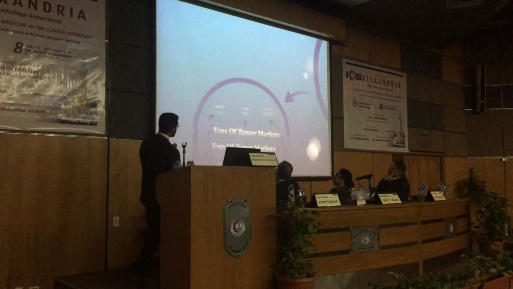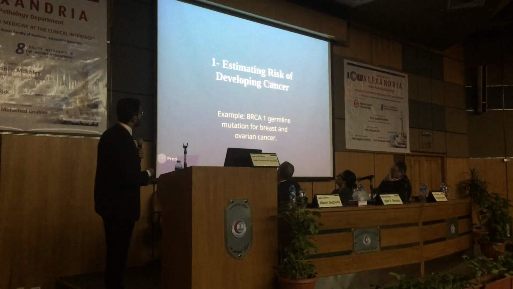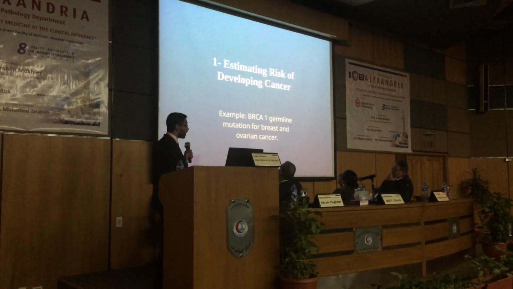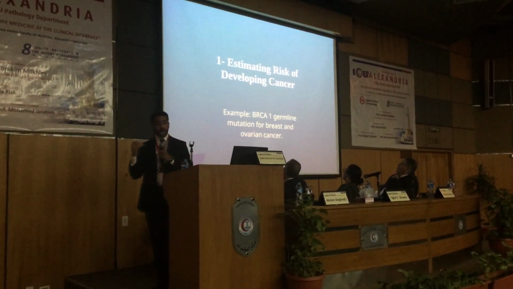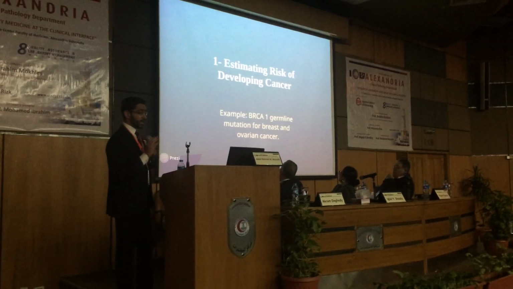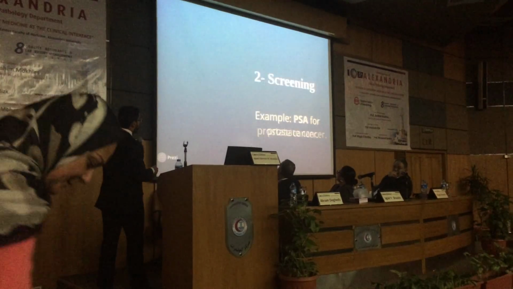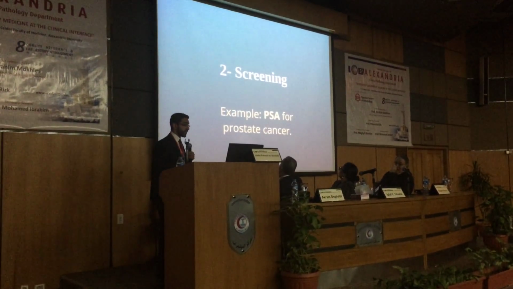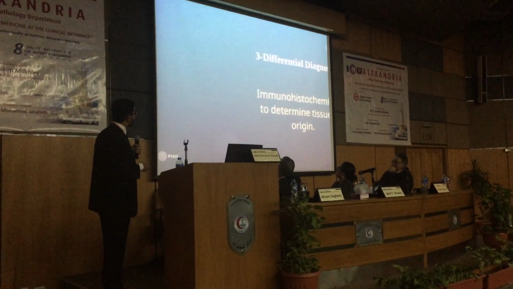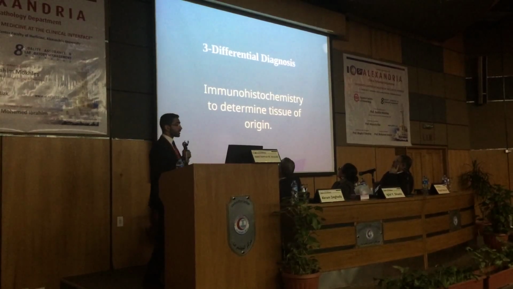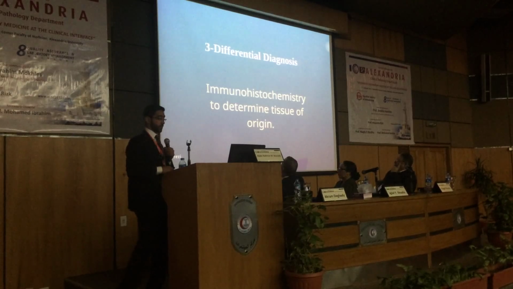Okay, so now we want to talk about the uses of tumor markers. Very briefly, we can say that tumor markers are used for estimating the risk of developing cancer, where if we detect some type of mutation in BRCA1, this is considered to be a high probability of the development of breast cancer, and to a lesser extent, ovarian cancer later in life. Then we've also got another use, which is screening. Prostate-specific antigen can be used for the screening for prostate cancer in males. Then we've also got differential diagnosis. If we want to know whether the cancer is primary or secondary through immunohistochemistry methods.